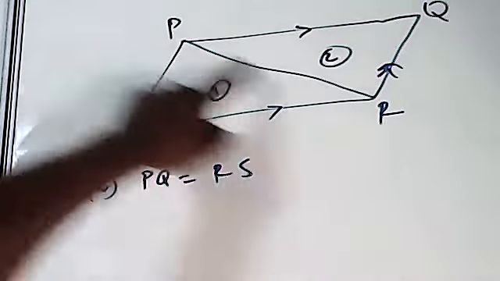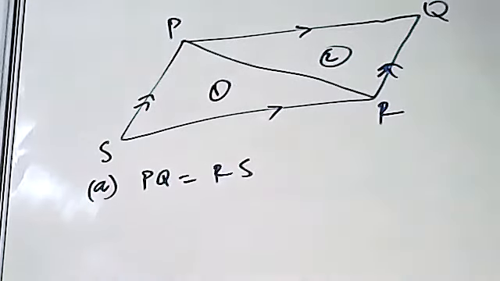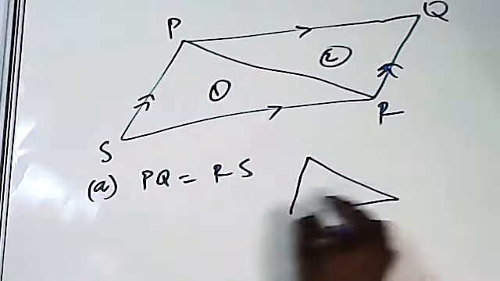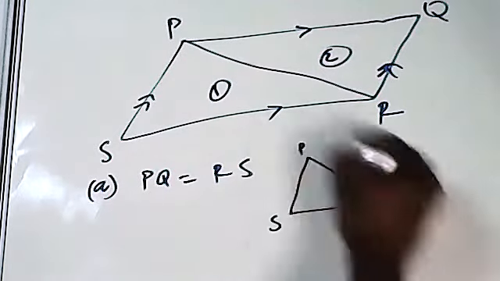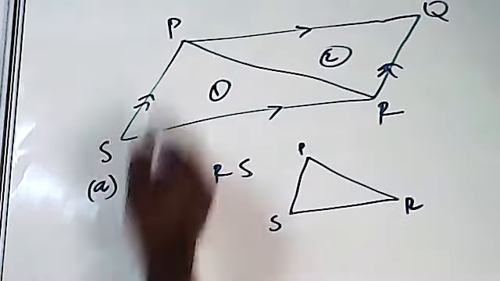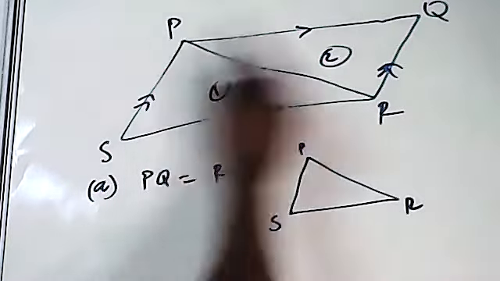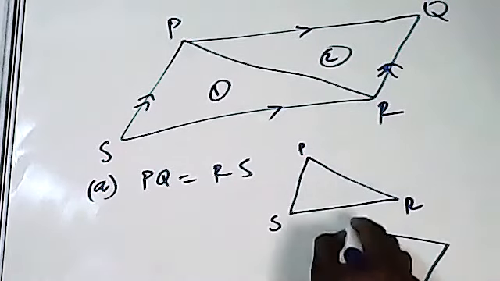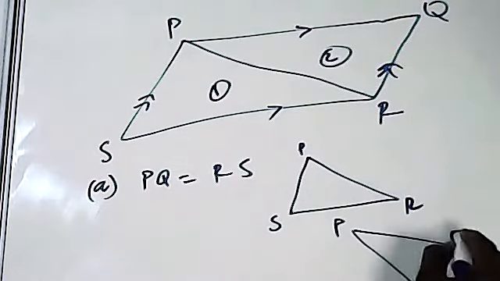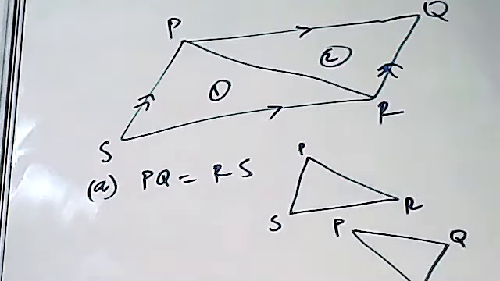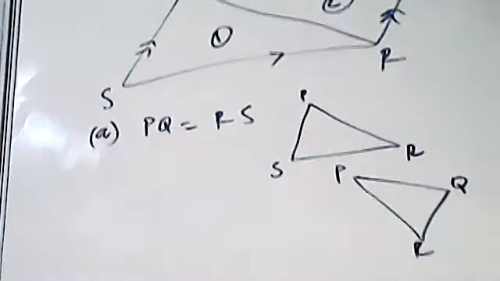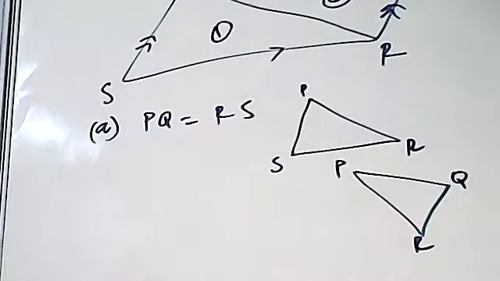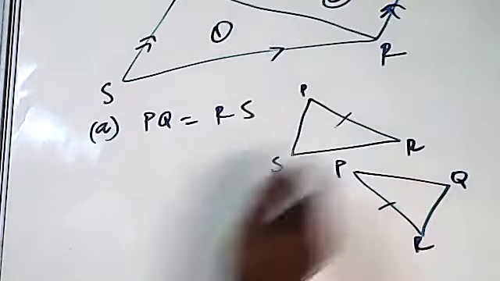We can see that the common side here is PR, because we have two triangles. We have SPR, which is this one, and then we have PQR, which is this triangle. Both triangles share the side PR, because we have PR here and PR here.